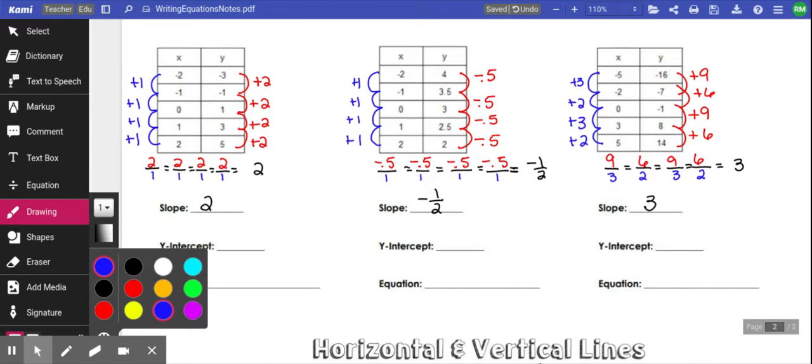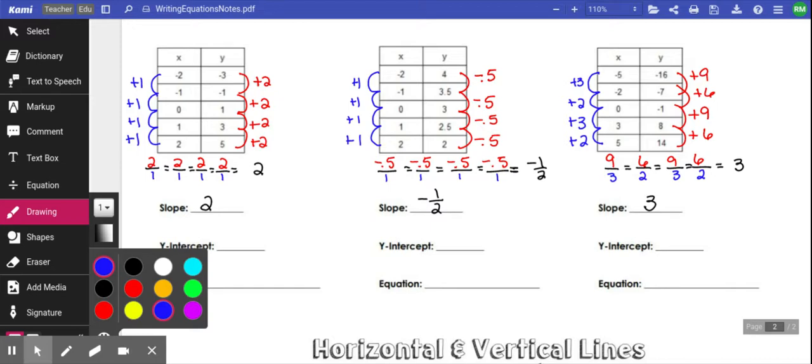So the first one, remember, you got to look at the change in the y. So that was +2 over the change in x, which is 1. If we look at all of those together, they are all the same, so they all equal 2. And I simplified it to just 2. If you have it as 2/1, that works as well.